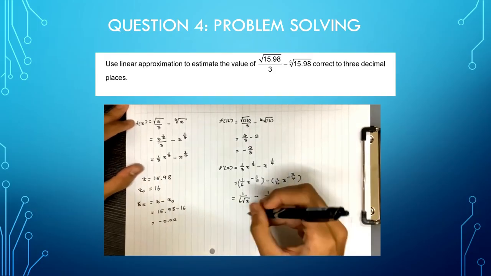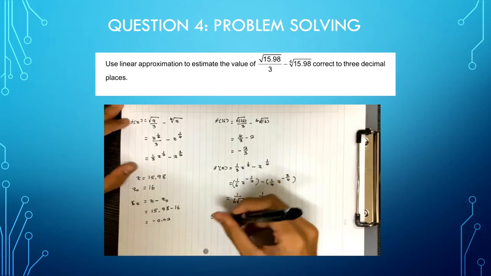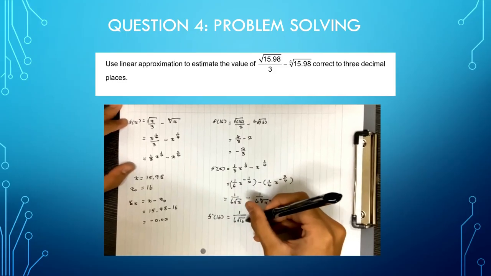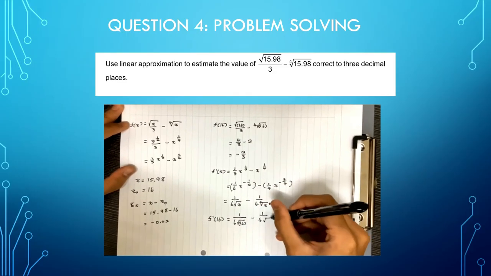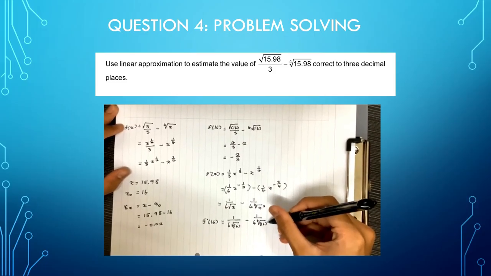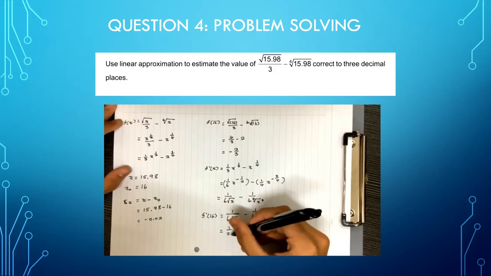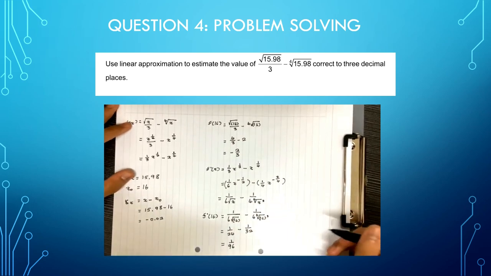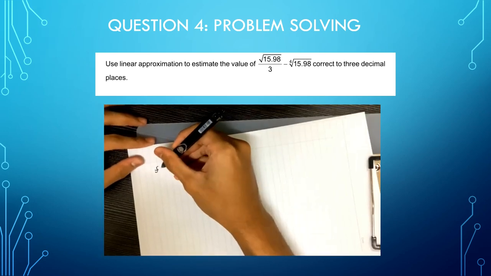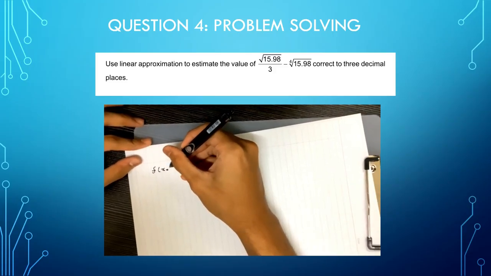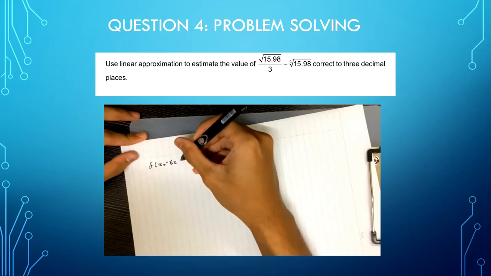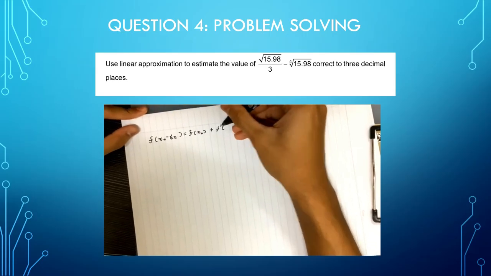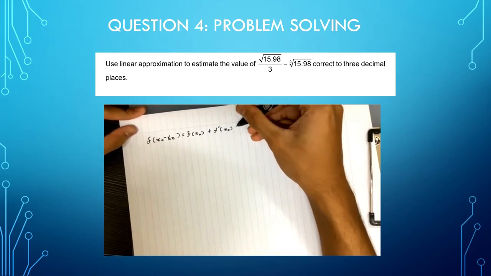And then we have to substitute into f prime. So x is 16. 1 over 6 square root of 16 minus 1 over 4 times the fourth root of 16 to the power of 3. And then we get 1 over 24 minus 1 over 32. So the answer is 1 over 96. Last but not least, we have to substitute the values into this formula: f of x equals f of initial value plus f prime of initial value times delta x.